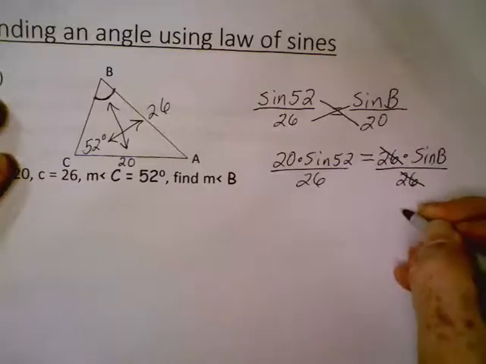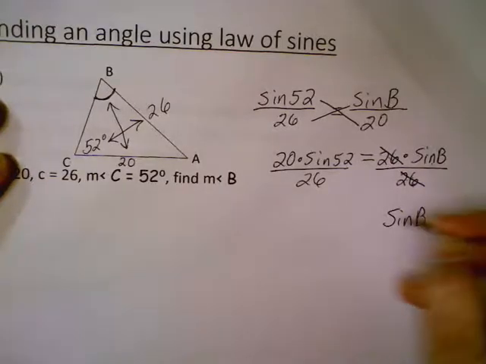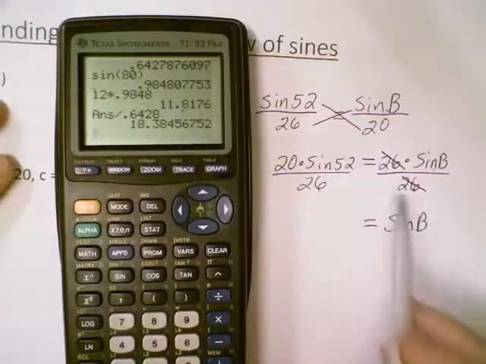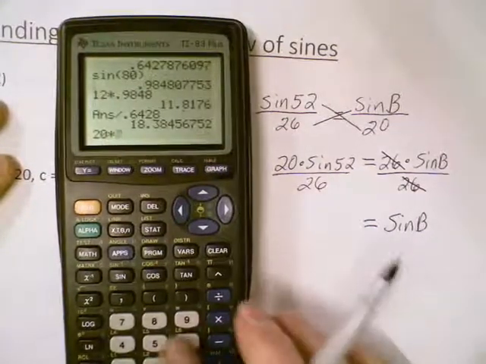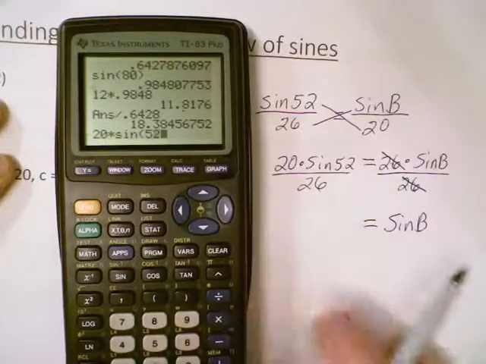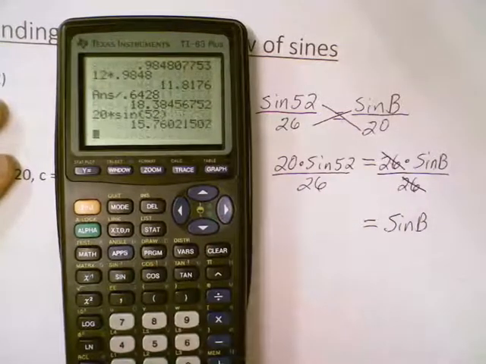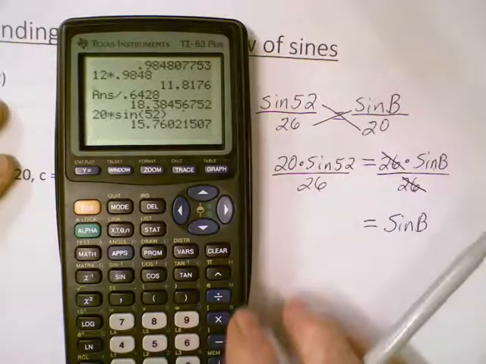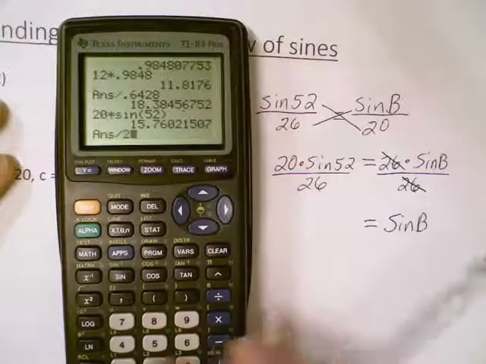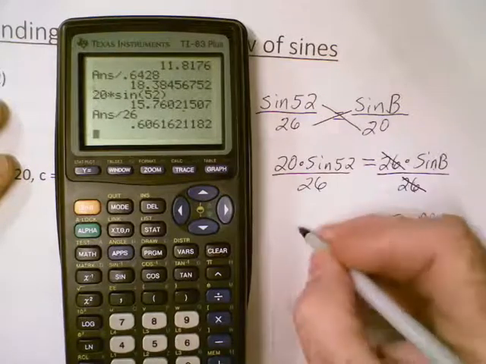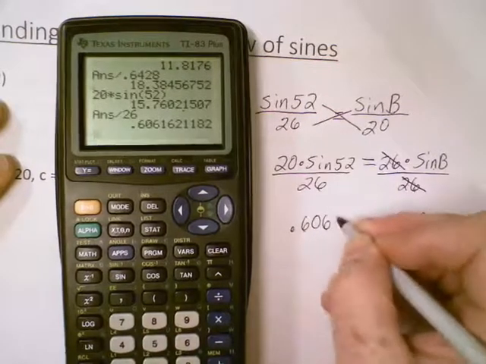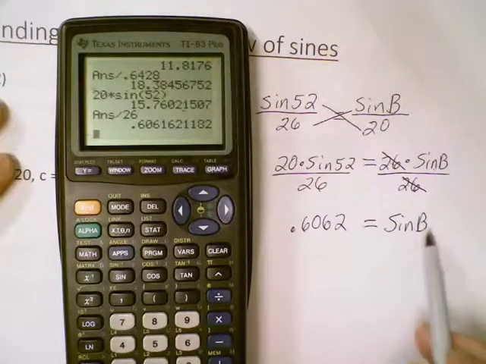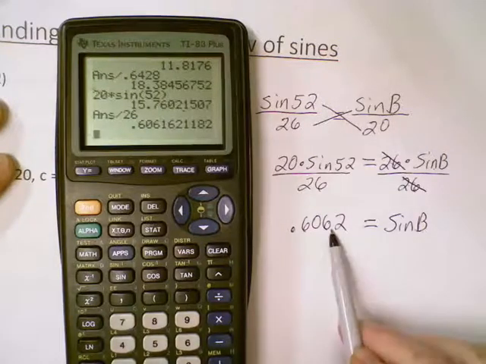These cancel out and you're left with sine of B equals, and I'm just going to stick all of this right here into my calculator. 20 times sine of 52, close the parenthesis there, hit equals. So that's what's on top. Then I just hit divided by the 26, and I end up with 0.6062. That's not our answer because we're looking for the angle. That's what the sine of angle B equals.